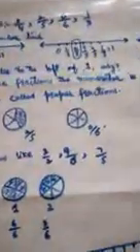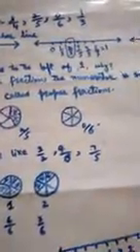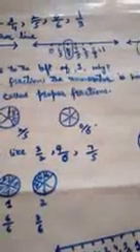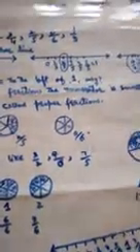Now here we have 2 by 5. That means if we take an apple and divide it into 5 equal parts, and out of these 5 equal parts, we take 2 parts, that will indicate the fraction 2 by 5.